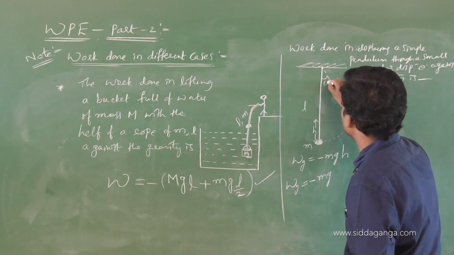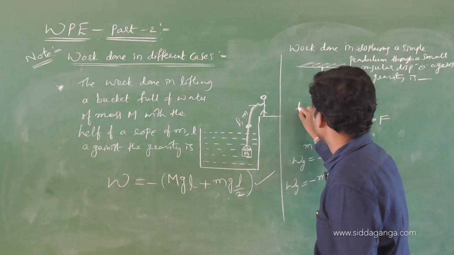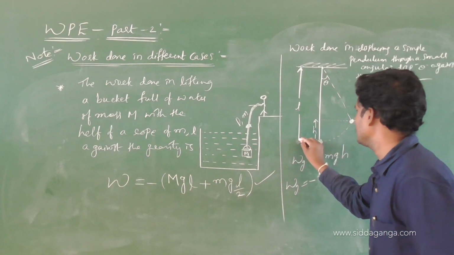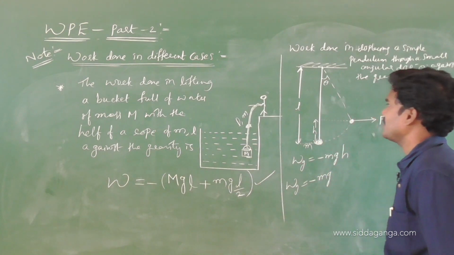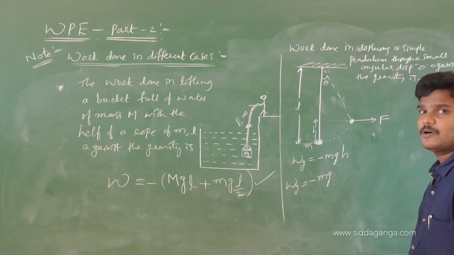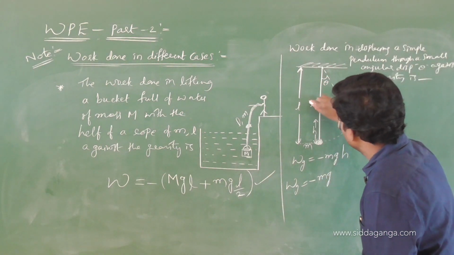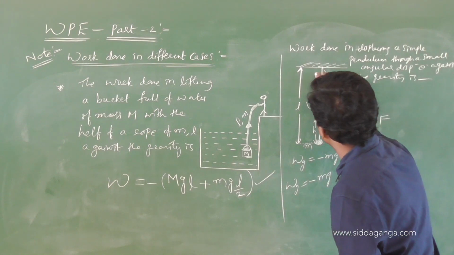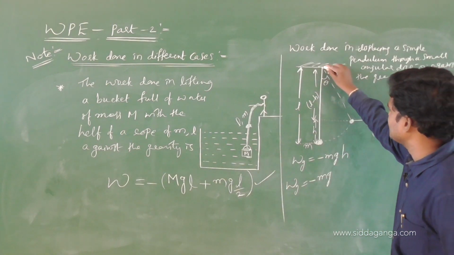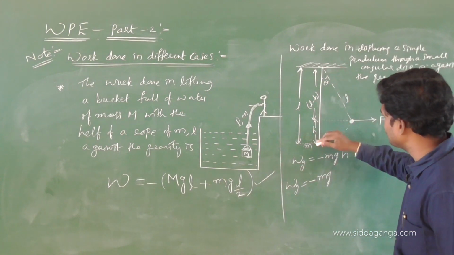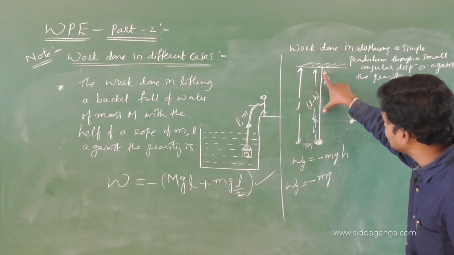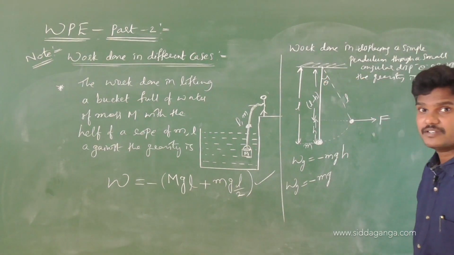The pendulum is displaced through a small angular displacement theta. Total length is L, the length of the pendulum to the center of mass of the bob. What is this height? This is L minus H, and this is L. See the way I am pulling this one like this. So this is L, complete is L, and this is L minus H.